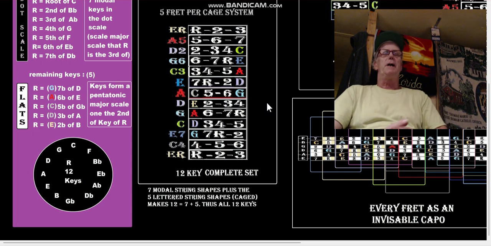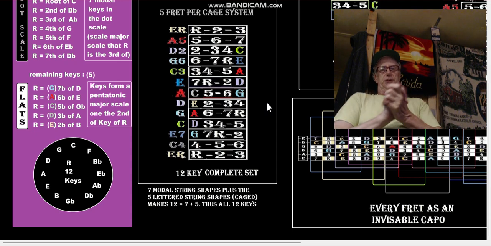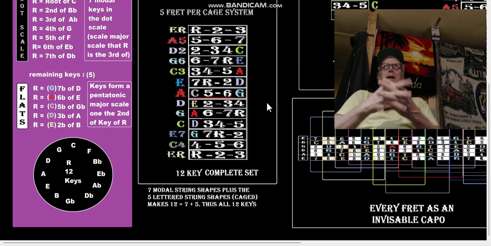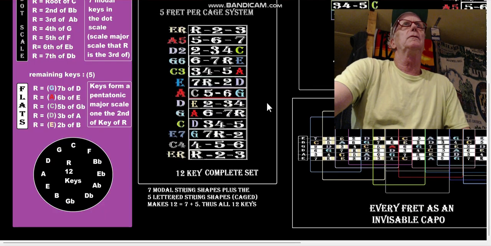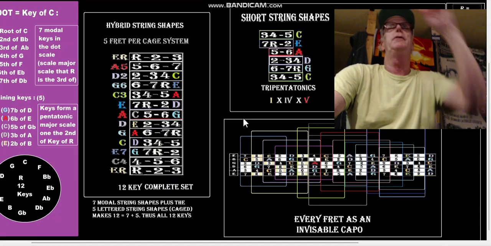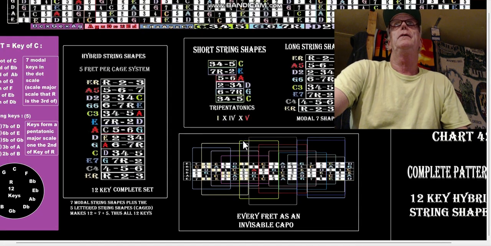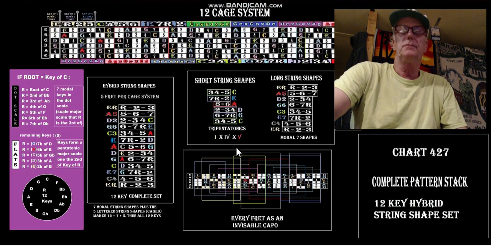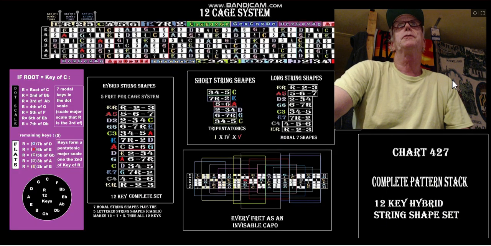Okay, we're back. I took a short break there. So we're already on the chart of the lesson. Okay, chart 427.